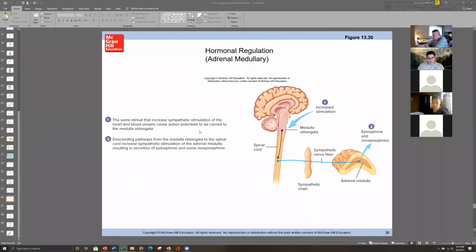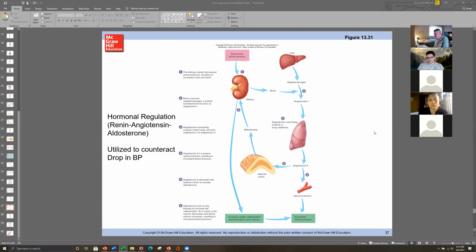So I've talked about adrenaline quite a bit, fairly self-explanatory: fight or flight, vasoconstriction in our intestines and viscera, vasodilation in things like our skeletal muscles. Here we've got this really interesting pathway where, if we have a decrease in blood pressure, we have that angiotensinogen to angiotensin pathway I mentioned before. The kidneys can detect decreased blood pressure, resulting in increased renin secretion, which will then convert angiotensinogen, released by the liver, into angiotensin 1, right?